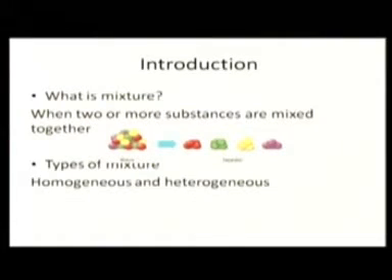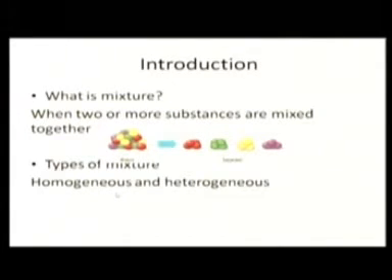Before discussing the techniques, I would like to give a brief introduction to a mixture. If you look at this composition here, you can see this structure, which is a mixture of a few substances. Any combination made up of more than two substances, we call a mixture. To separate such mixtures, we use techniques called separation techniques, and these mixtures are generally of two types: one is homogeneous, another is heterogeneous.